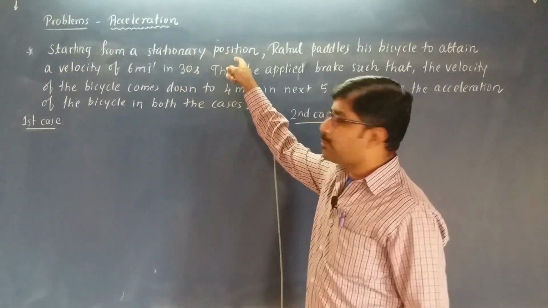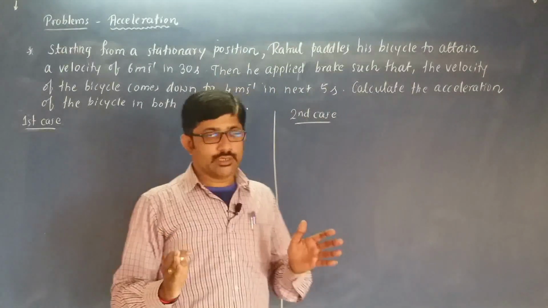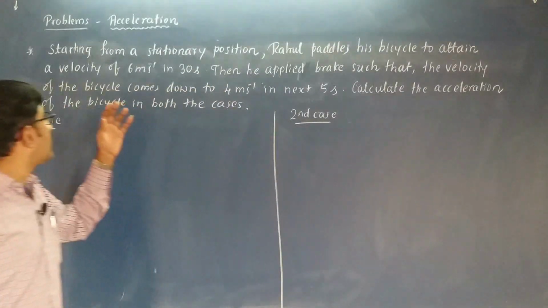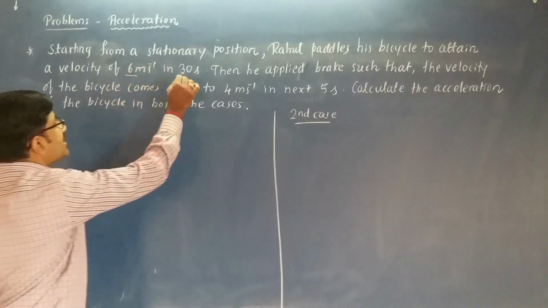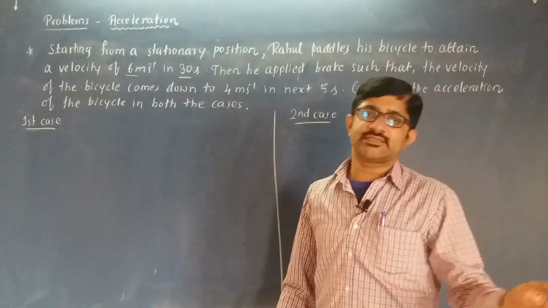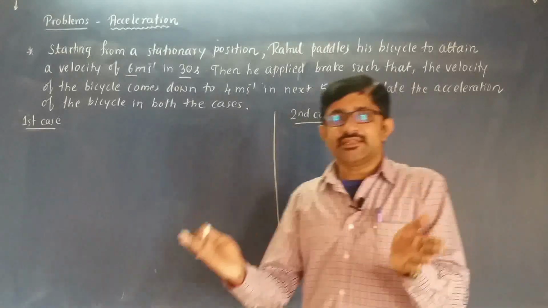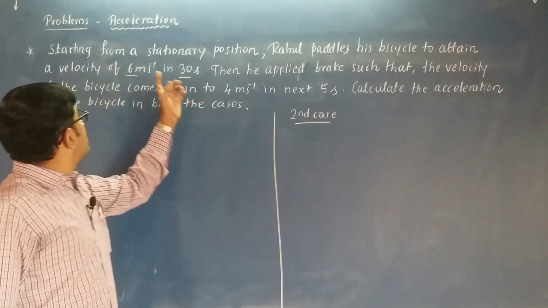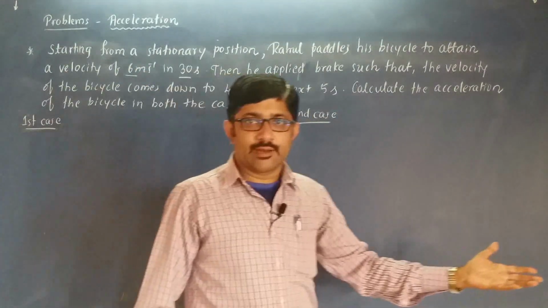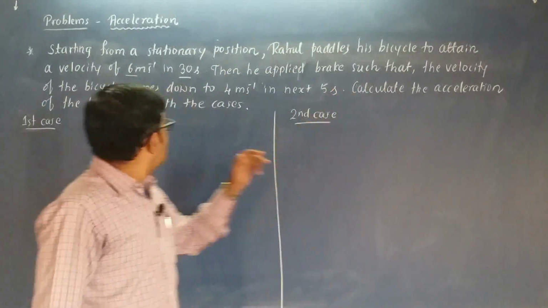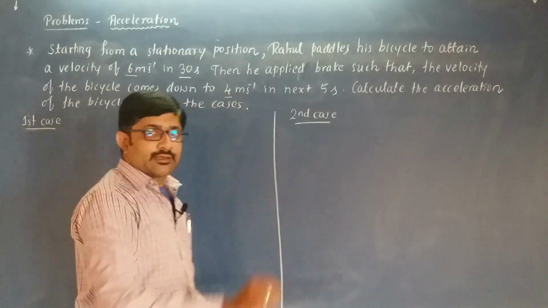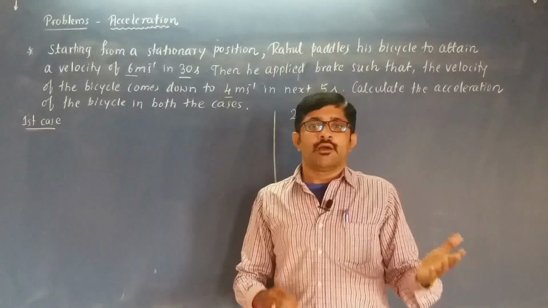Starting from a stationary position, starting from rest, Rahul pedals his bicycle to attain the velocity of 6 meter per second in 30 seconds. In 30 seconds, Rahul pedals the bicycle, by that it gains the velocity of 6 meter per second. Then he applied the brake, such that the velocity of the bicycle comes down to 4 meter per second.